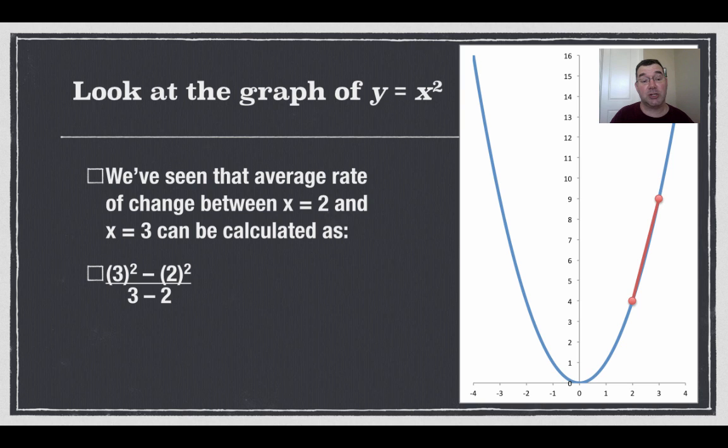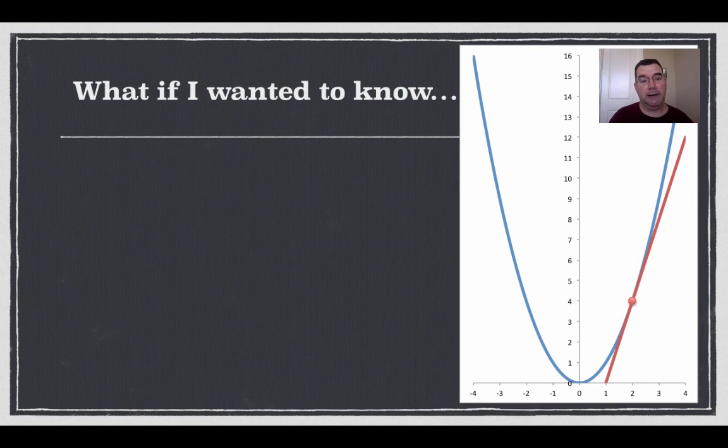So to get my y values, I square each x. So it's 3 squared minus 2 squared on the top, and just the x's, 3 minus 2, on the bottom. All right, and that equals 5. So the average rate of change from x equals 2 to x equals 3 would be 5. That's the slope of that line segment.